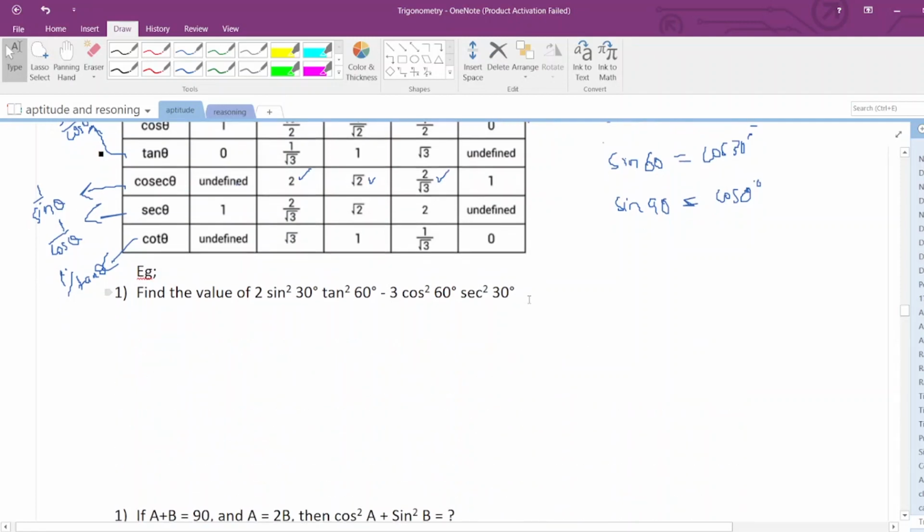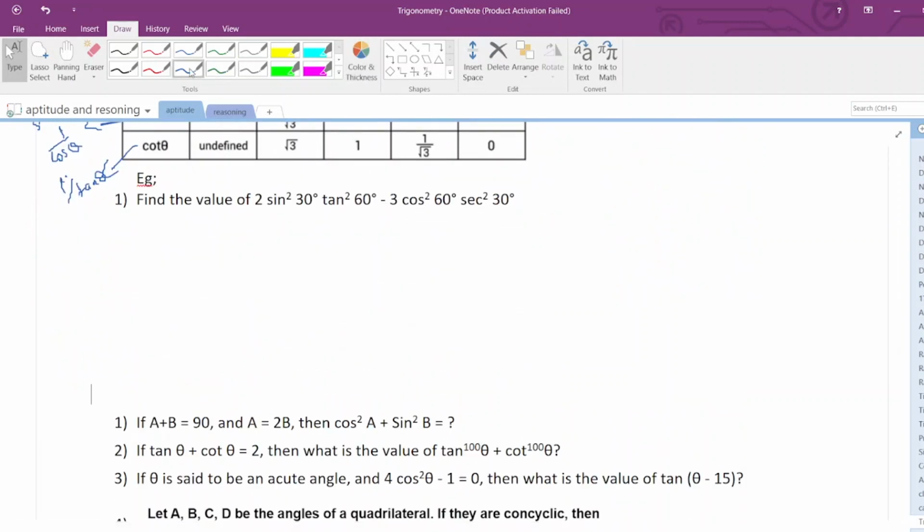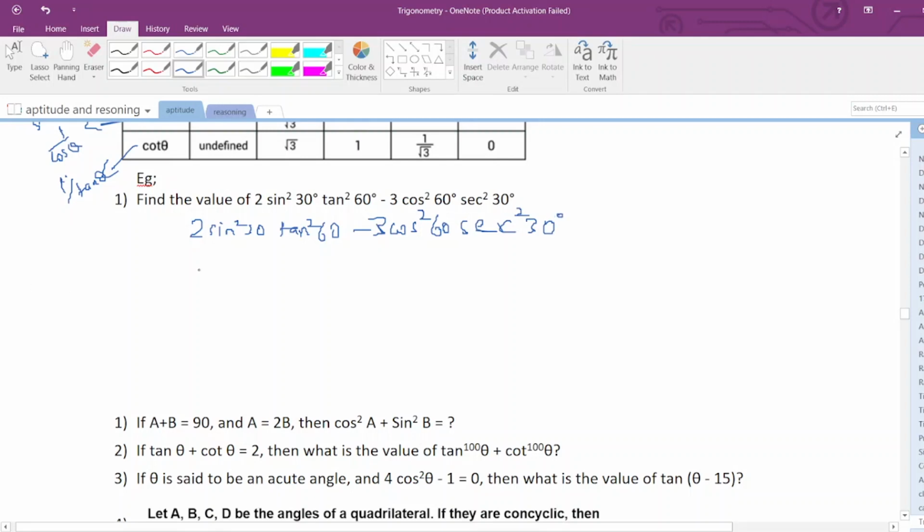So how can they ask questions? See what they gave in the first question: 2 sin square 30 into tan square 60 minus 3 cos square 60 into secant square 30. So just apply: sin square, sin 30 is equal to 1 by 2, right? So 1 by 2 whole square.